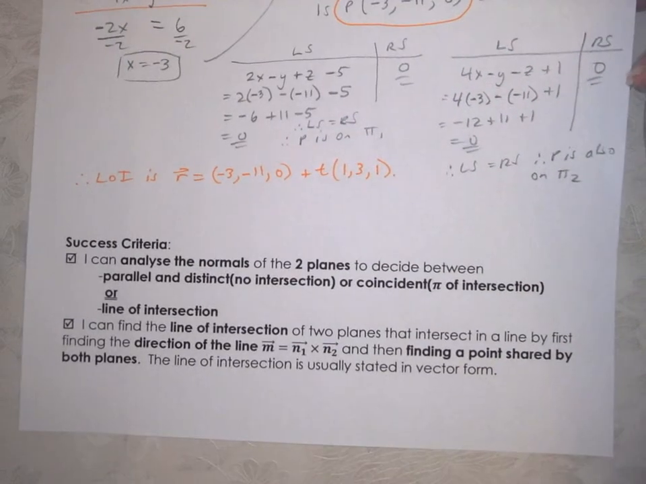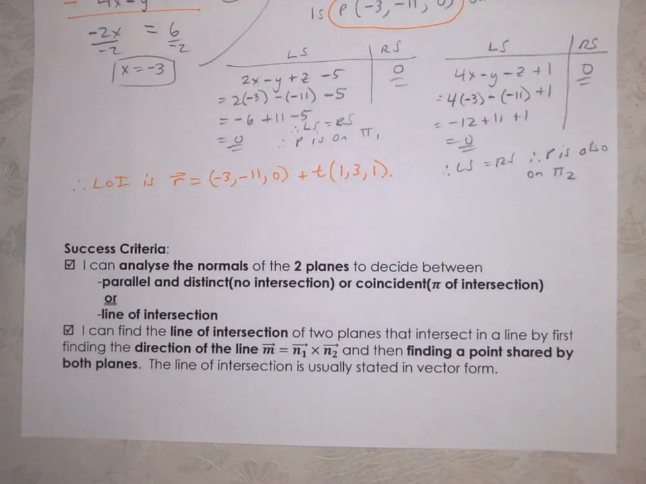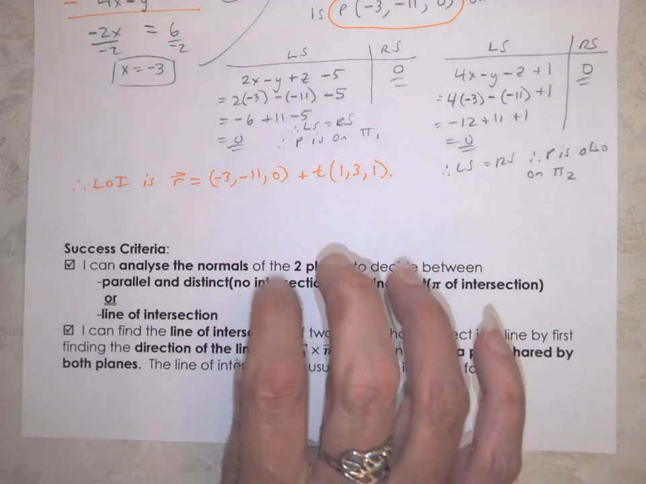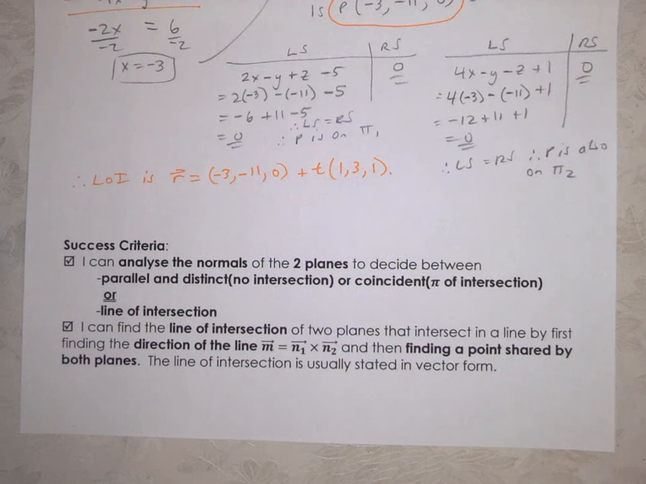Okay, so and then success criteria, you can analyze the normals of the two planes to decide between parallel and distinct, which would mean no intersection or coincident, a plane of intersection, or do we have a line of intersection? So are the normals scalar multiples or are they not?